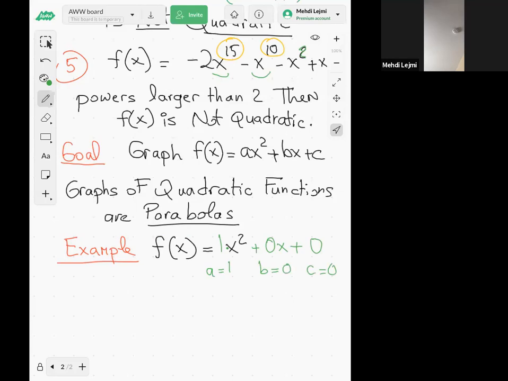But still, even if your b and c are 0, it's still a quadratic function. So this f of x, of course, x squared is a quadratic function because your a is not 0, right?